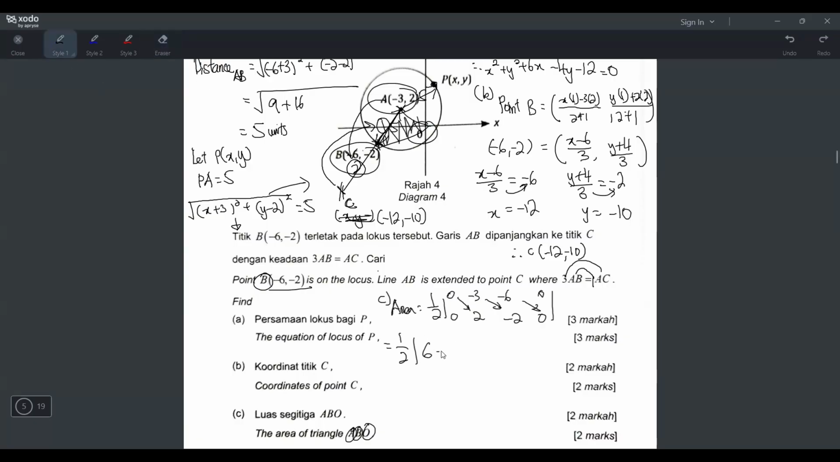Why minus? Because you change direction. Okay, 0 times negative 3, 0, no need to write. And then minus again. 2 times negative 6, negative 12. So I have to open a bracket, negative 12 like this. And then minus negative 2 times 0, 0. Okay, 0 usually I won't write. So I've just done already.